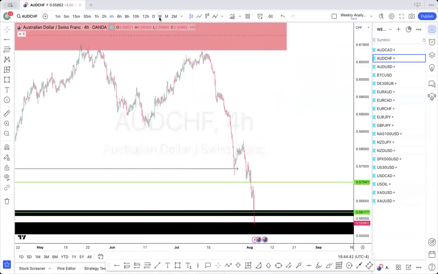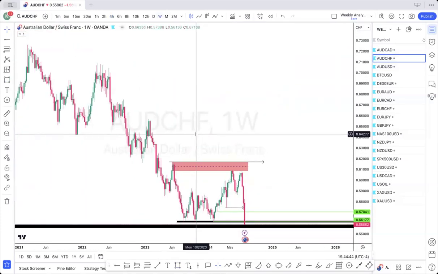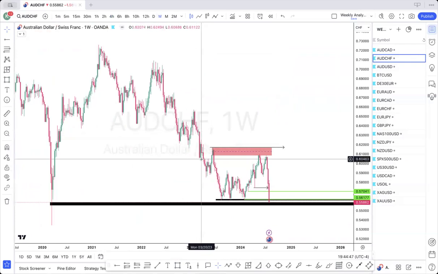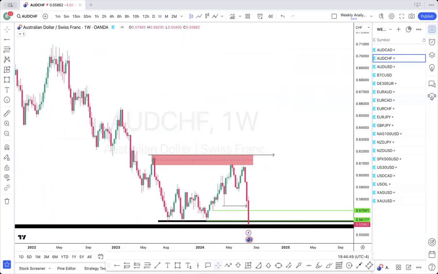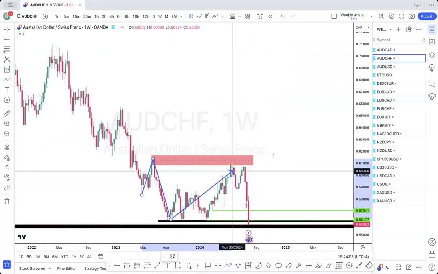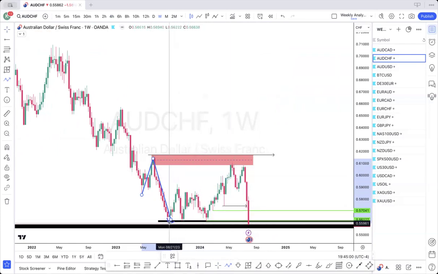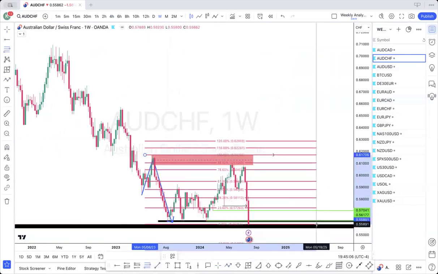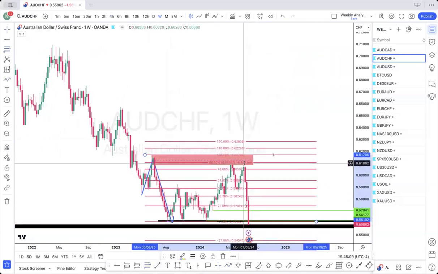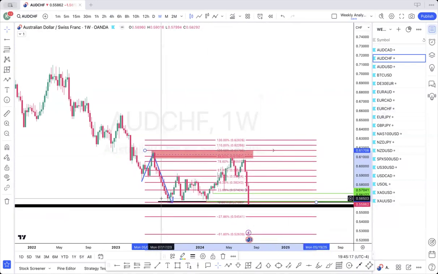AUD CHF. Let's go back to the weekly. Based on the weekly, the last swing based on market structure was from here to here. Price broke that low. Price pulled back. This is probably the 78 or the 88. Let's fib it. So from here to here, price pulled back to the 78, almost to the 88, and now has sold and closed below the last swing.